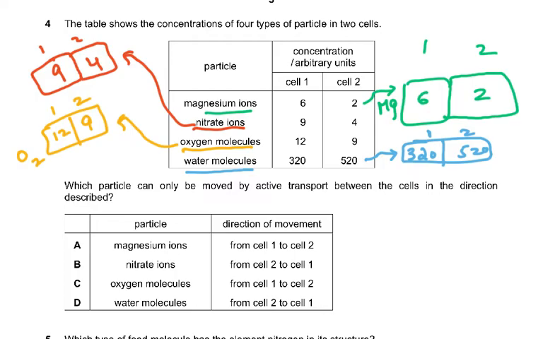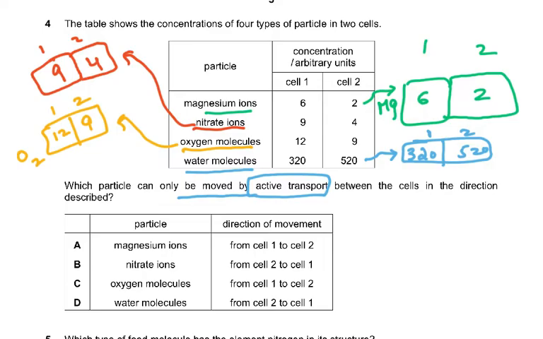Now, coming to question number 4, the table shows the concentrations of 4 types of particles in 2 cells. Magnesium ions were 6 in cell 1 and 2. So I've shown it with the green color. And then nitrate ions were 9 in cell 1 and 4 in cell 2. Oxygen molecules were 12 and 9. Water molecules were 320 and 520. Now it says which particle can only move by active transport. Active transport means it has to be low to high.